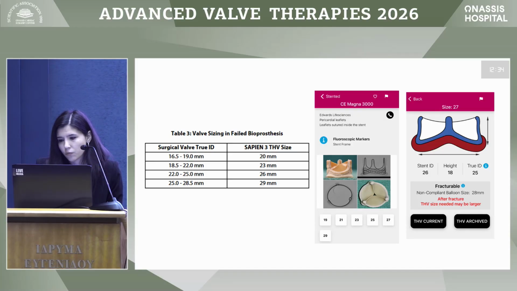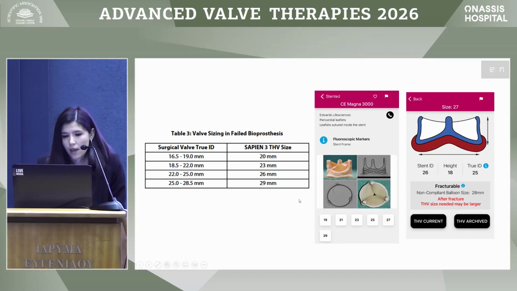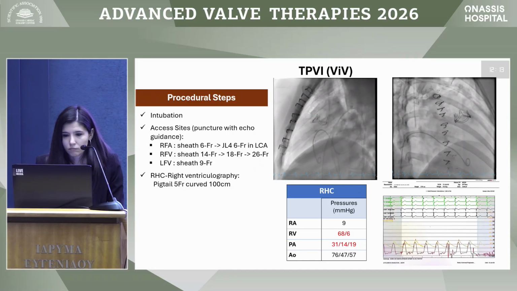So this patient from the upper, we see that it has an internal dimension of 25, which can be bigger because the valve is fracturable. So you can see here that based on this, we can use a 29 millimeter balloon expanding valve. So we move on to the procedure.